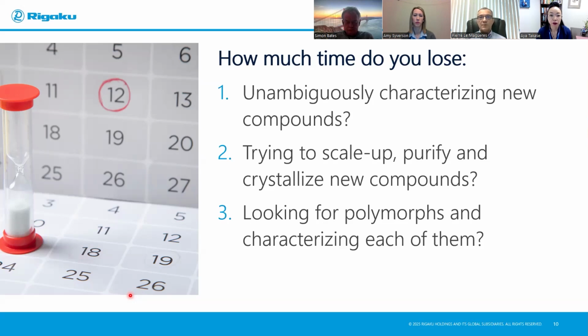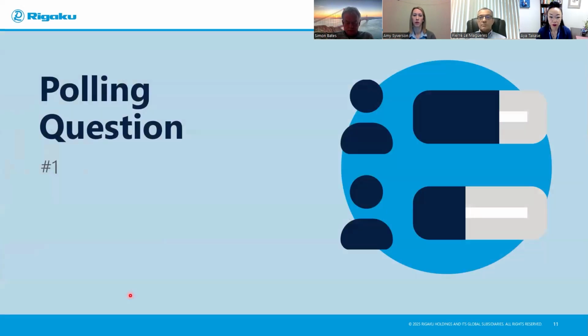And of course, trying to characterize the compound you're looking for when you have to deal with data from many species at once, it becomes even harder. So now that we've set up time loss as the background for this first presentation today, we thought we would ask the audience our first polling question.